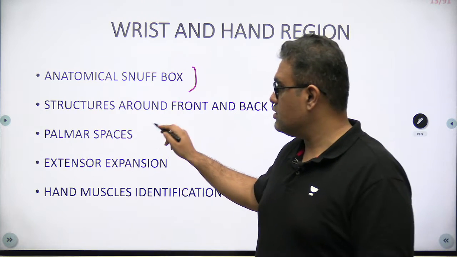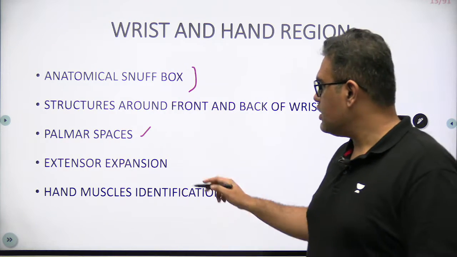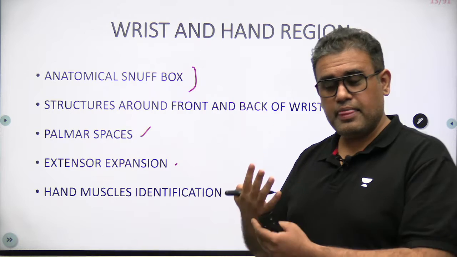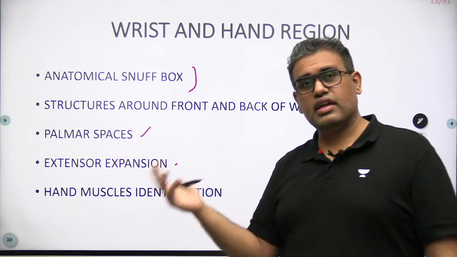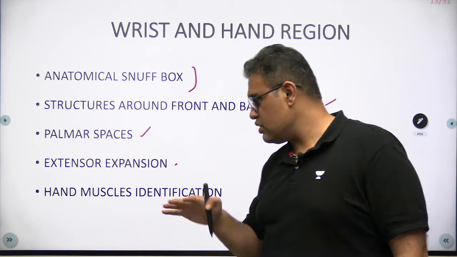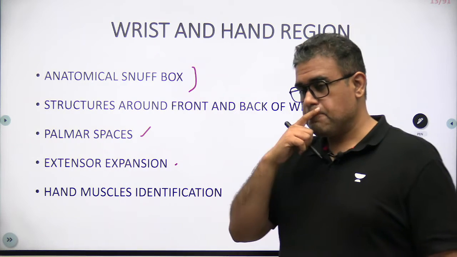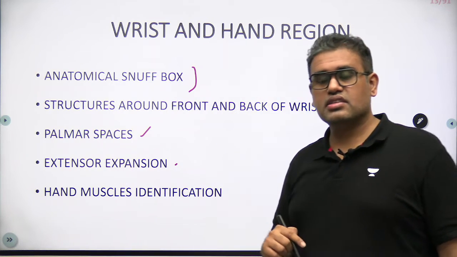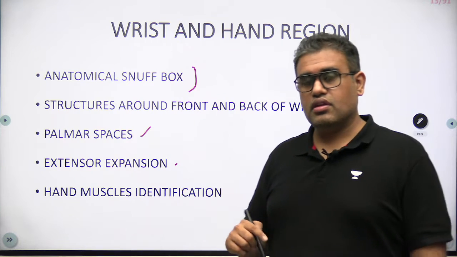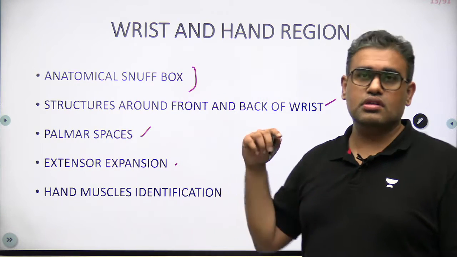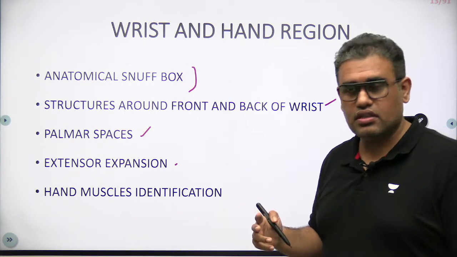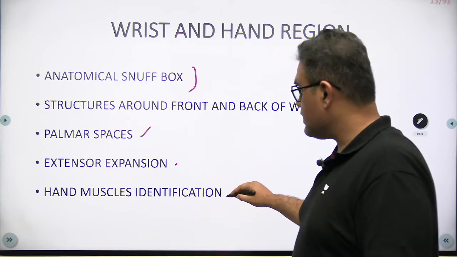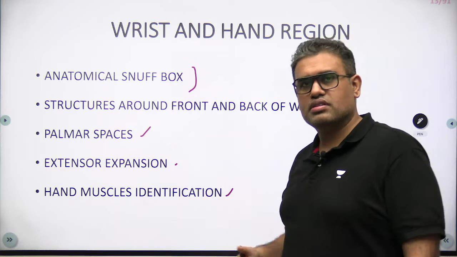Palmar spaces, extensor expansion over here. A lot of orthopedics also, you will see a lot of fingers, jersey finger, this finger, that finger. A lot of anomalies over here. And also, recently we had an integrated session with our orthopedics faculty. You can have a look at that also. There are a few finger pathologies that were discussed in that session. Hand muscle identification, the small, important muscles are there.